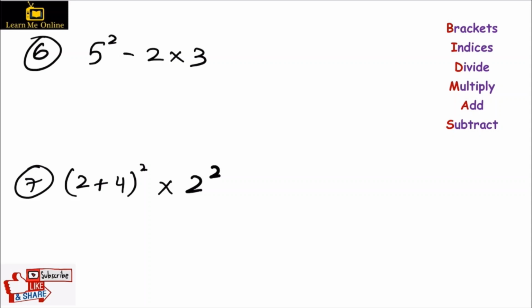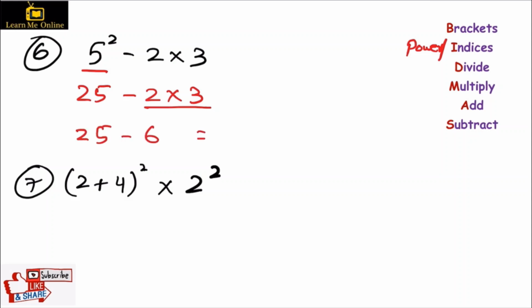Now look at the next example. In this one, we have a power and some operations. Again, in the list, we check what comes first. We see that the indices come first. Indices is the same as representing the power, so I'm writing down a power here. We're going to simplify the power first. So 5 squared means 5 times 5, which would be 25, take away 2 times 3. Now in this operation, the next to come is the multiply, so we multiply them first. So you would have 25 minus 6, and 25 minus 6 would simply be 19.